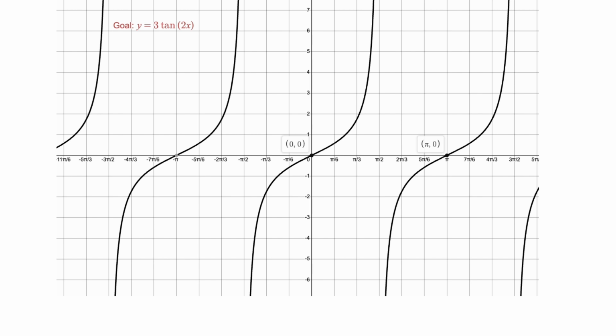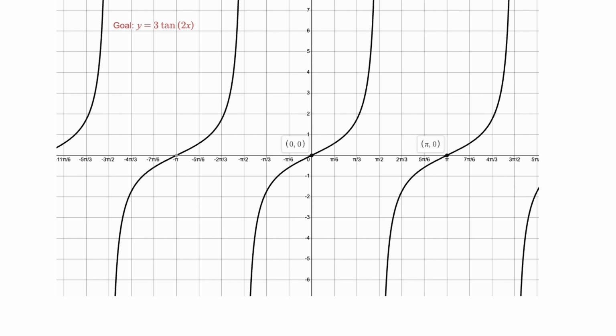As you can see there, I have 2 points labeled (0, 0) and (pi, 0), and those signify the intercepts of each of the identical waves that tangent of x has. Remember also that the graph of tangent has asymptotes at all of the odd multiples of pi over 2. So x equals negative 3 pi over 2, negative pi over 2, pi over 2, 3 pi over 2, etc.